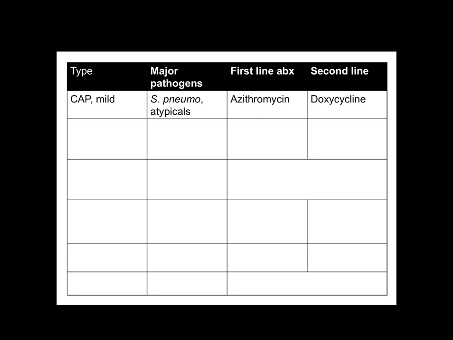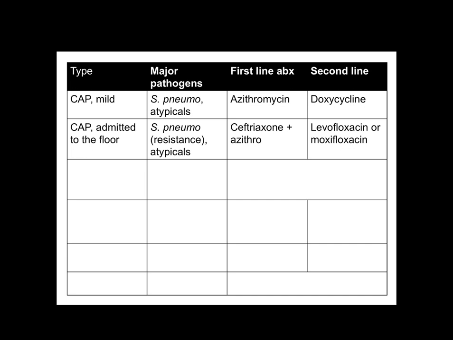For mild community-acquired pneumonia, atypicals and strep pneumo are the major bacterial pathogens, and for them, azithromycin or perhaps a tetracycline antibiotic like doxycycline will work just great. You might miss some strep pneumo with this azithromycin, but the risk of that is pretty low.